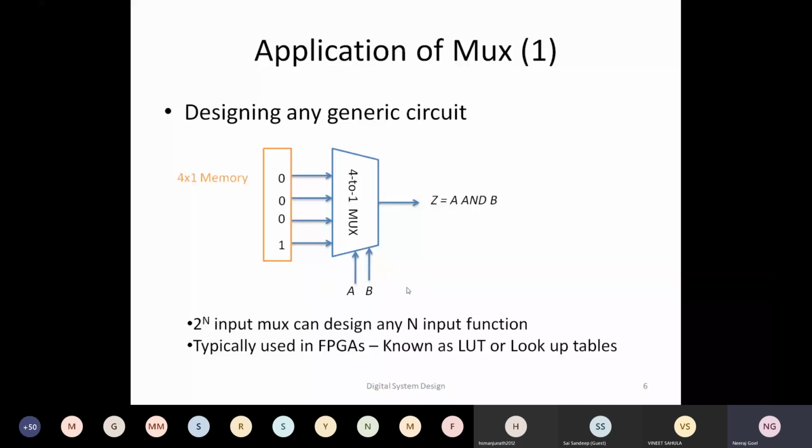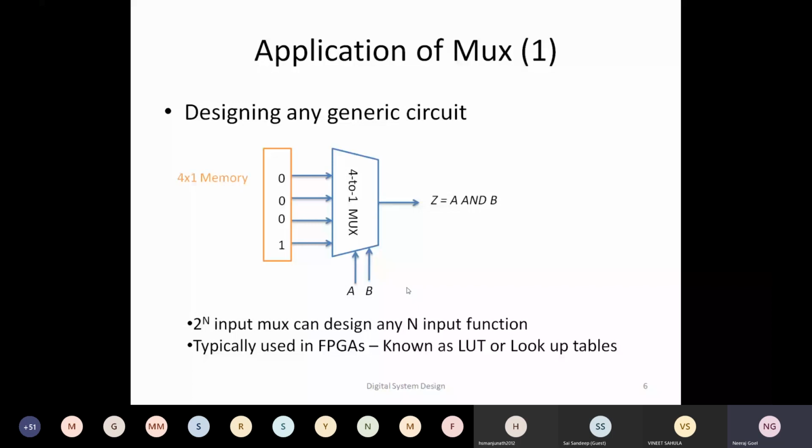Okay, I would repeat this point. Your FPGA, when it is brought from the market or purchased, is blank. So essentially it does not represent any circuit. But when you design a circuit in your Verilog, synthesize it, and then do placement and routing, and burn it on the FPGA, what does this burning mean? That these LUTs would be filled with the circuit which you have created in your Verilog.